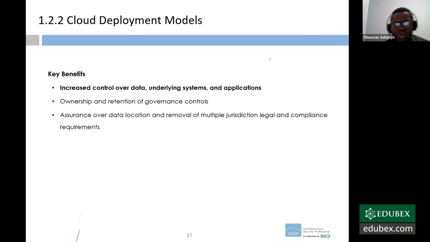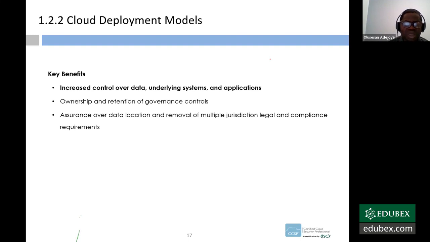Now, if you want to outsource, there are other regulatory requirements that might stipulate that the data should be within the country. So if the data should be within the country, it means that the choice of your cloud service provider should be within your territorial existence. So where you have presence of your business, those are the cloud service providers you want to go with. But one major problem with cloud computing generally is multiple jurisdiction, legal and compliance requirements.